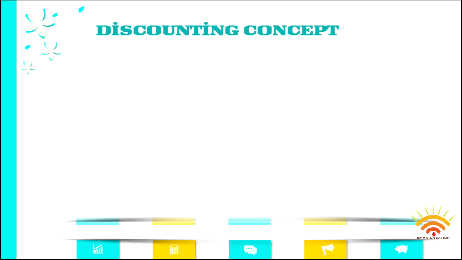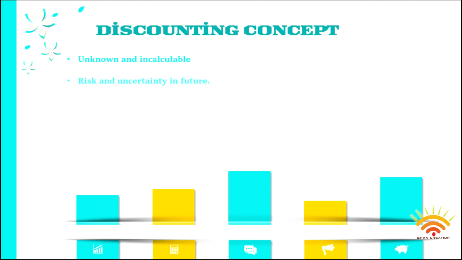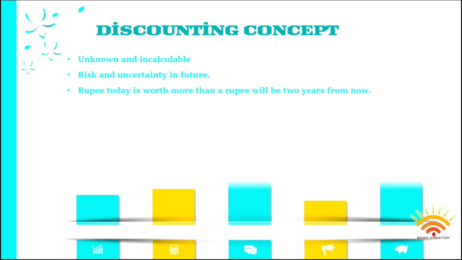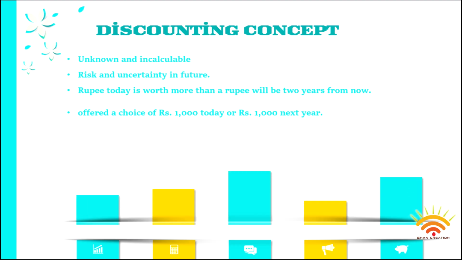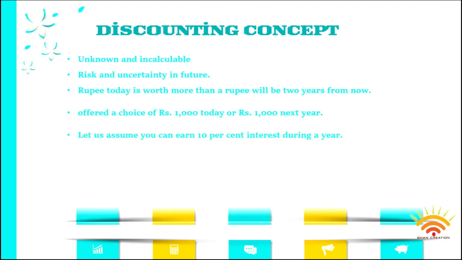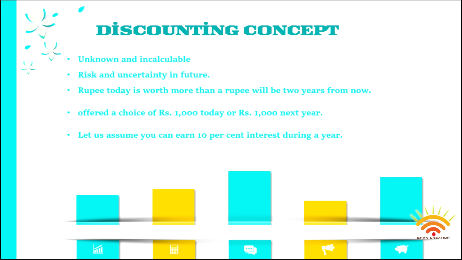Discounting concept. Since the future is unknown and incalculable, there is a lot of risk and uncertainty in the future. Everyone knows that a rupee today is worth more than a rupee two years from now. The mathematical technique for adjusting for the time value of money and computing present value is called discounting. Suppose you are offered a choice of 1000 rupees today or 1000 rupees next year. Naturally, you will select 1000 rupees today. That is true because the future is uncertain.